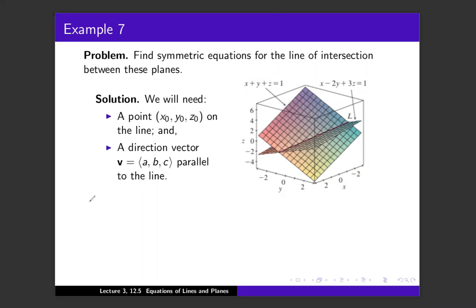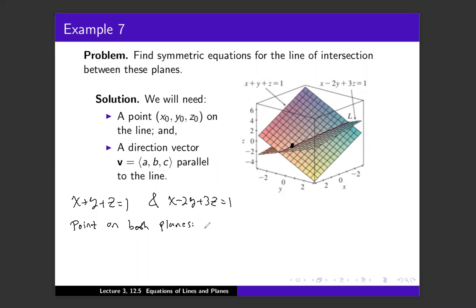Well, let's start with a point. So you've got the planes x plus y plus z equals 1, and x minus 2y plus 3z equals 1. We need a point on both planes. Right? Because if we're going to have a point of intersection, it's going to have to live on both of these planes simultaneously. And what point should we use? What's a point on both planes? Stare at this for a second, we can see what the answer to that is.